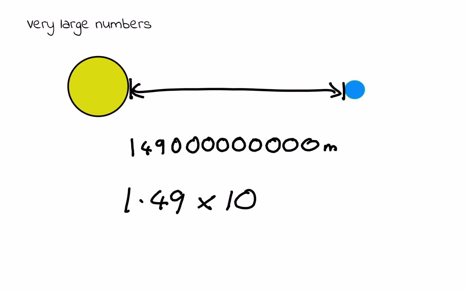Now, because I would have had a decimal place here, how many times do I have to jump it so it ends up being here? And that would go 1, 2, 3, 4, 5, 6, 7, 8, 9, 10, 11. I could write this large number out as 1.49 times 10 to the power of 11.